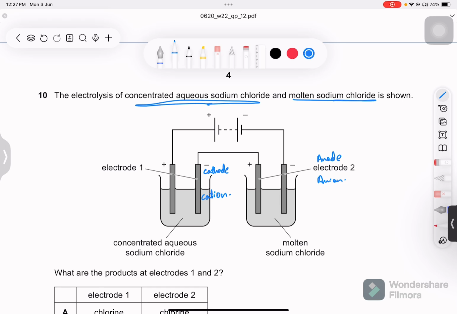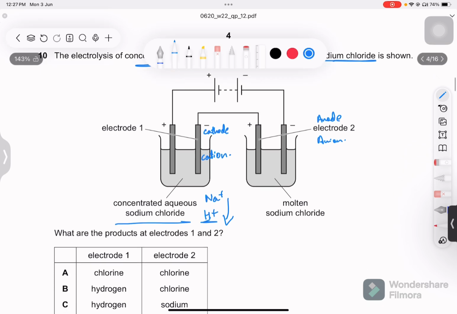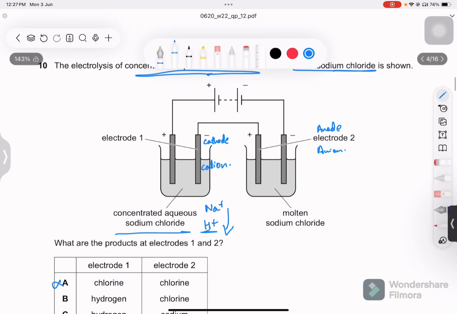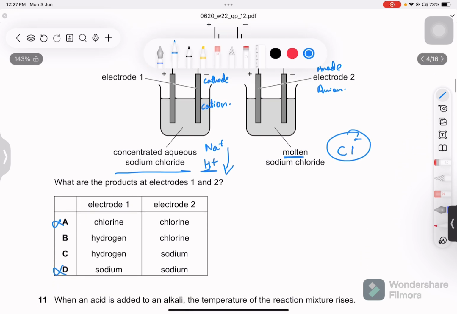So in this solution we have two cations, Na+ and H+. Because H+ is way down below Na+, it will be discharged with much more ease than Na+. So H+ is always preferred. So no chlorine, no sodium, only hydrogen will be deposited on this electrode. And in the second solution, we have only one anion because this is molten, not aqueous, so there is no water. So Cl- is the only anion we have, which will be deposited. So option B is correct.